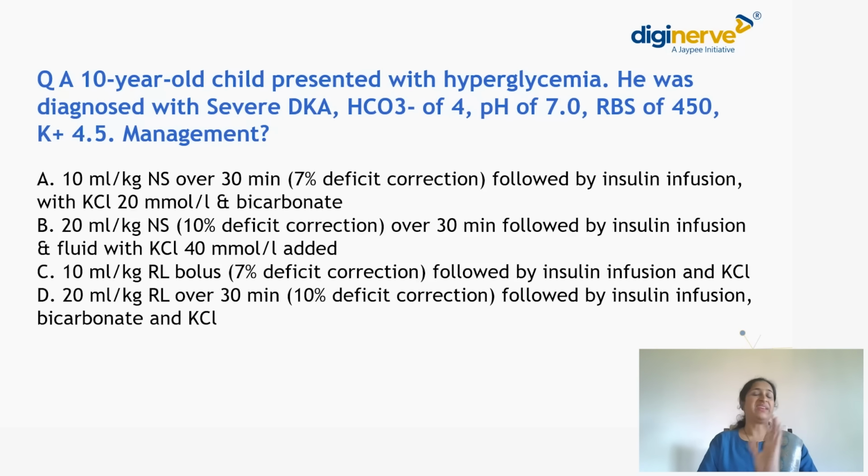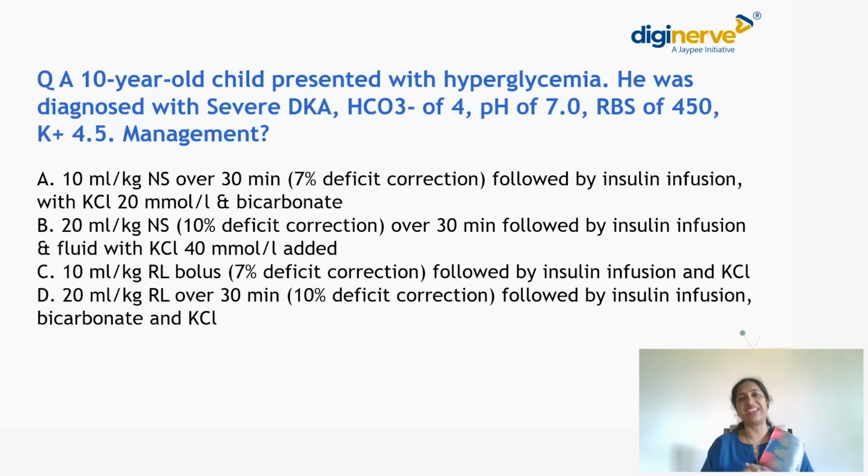Now, in diabetic ketoacidosis, the classical management is where you will give normal saline as the fluid of choice. Yes, many intensivists may disagree with me, and nowadays the fluid of choice is becoming ringer lactate. However, still in textbooks, as far as the undergraduate level goes, we are discussing normal saline as the fluid of choice. So you are going to give normal saline. So the first two options is what we are going to consider, where it is 10 ml per kg or 20 ml per kg.